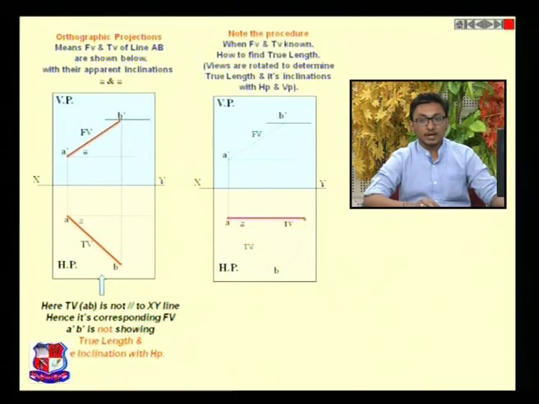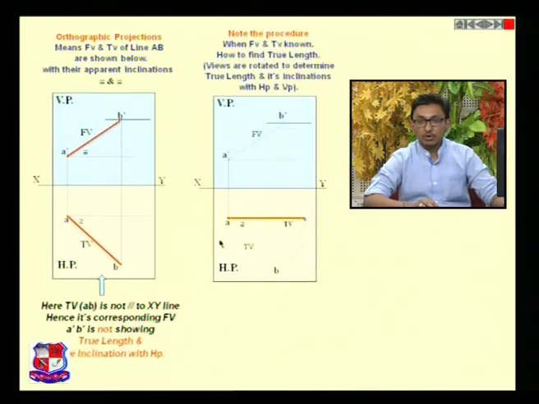We will just rotate our top view like this. How can I rotate? I will put my compass on point number A. Take radius as AB, put the compass pointer on point A, and mark an arc. Arc till what point? Arc till a line drawn parallel to the XY line which is passing through point A.